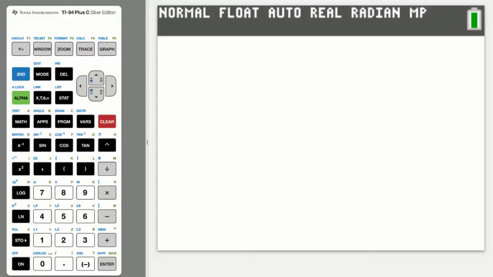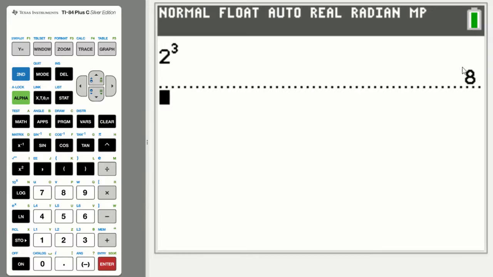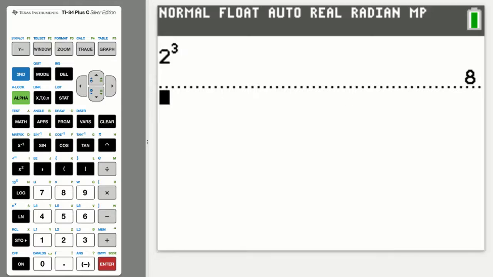If we would like to achieve 2 to the third power, this is how we can get it done on the calculator. 2 raised to the third power, and then hit enter. That quickly gives us the final output. So this is f of 3 right here, 2 to the third power.